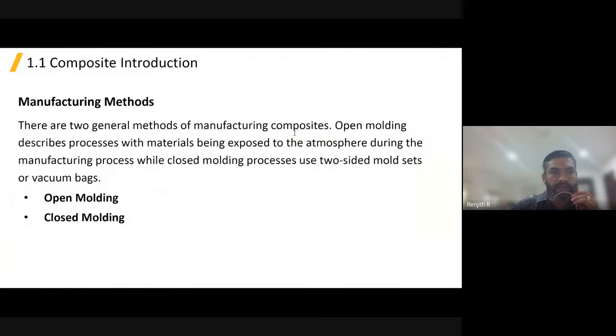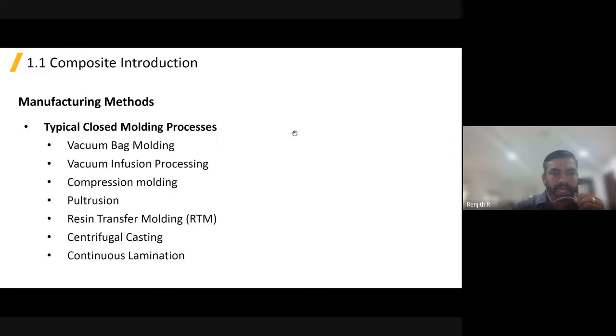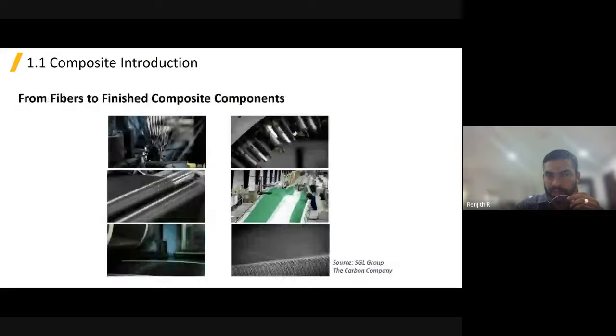And these are some of the manufacturing methods: open molding and closed molding. Open molding means most of the time we do the operation in an open environment. Examples are hand layup method, spray layup, and filament winding. And closed molding processes are vacuum bag molding, vacuum infusion processing, compression molding, pultrusion, resin transfer molding, and centrifugal casting. A lot of methods are there to manufacture the composite.